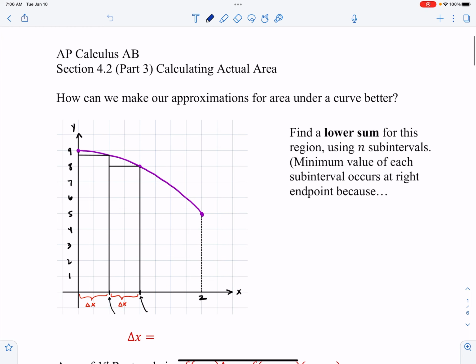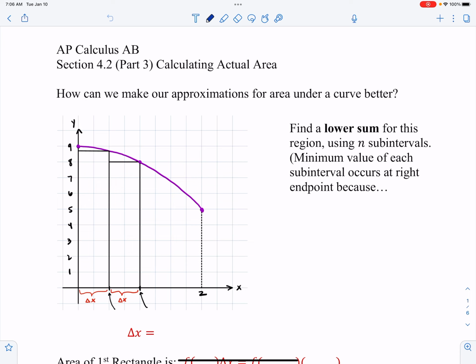So in the beginning of this lesson, we're going to think about finding a lower sum to approximate the area of a region under a curve. And I have a picture here of a graph. So we're going to find a lower sum using n subintervals, so that means n number of rectangles. And we're calculating the lower sum, so that means that we want to use the minimum value of the function to calculate the height.